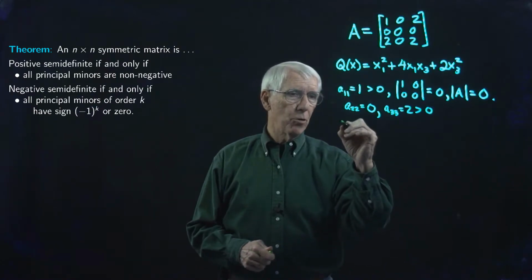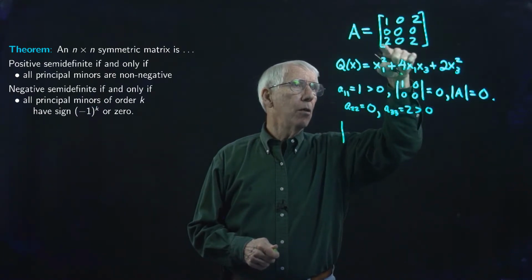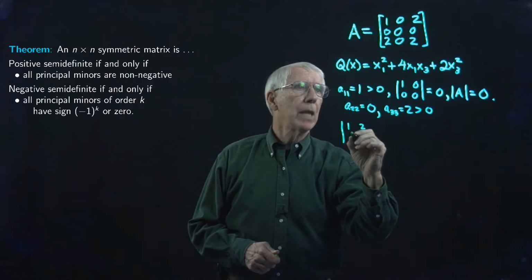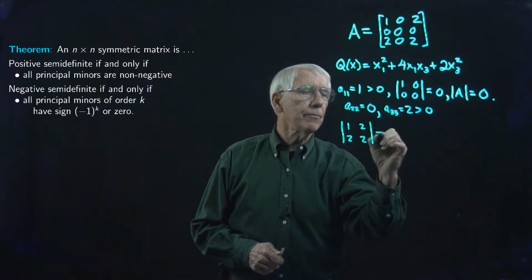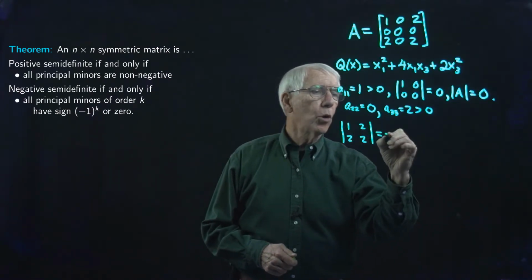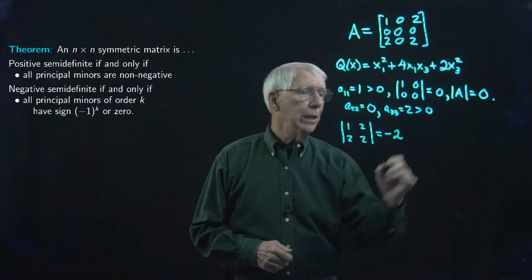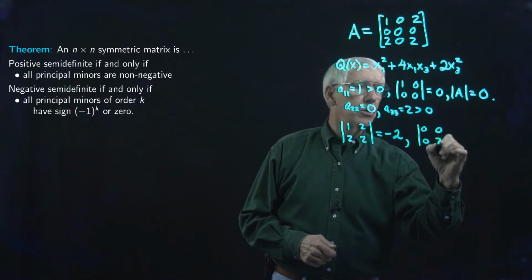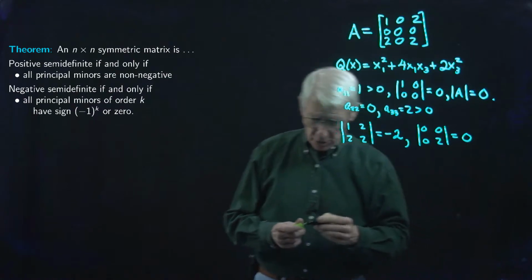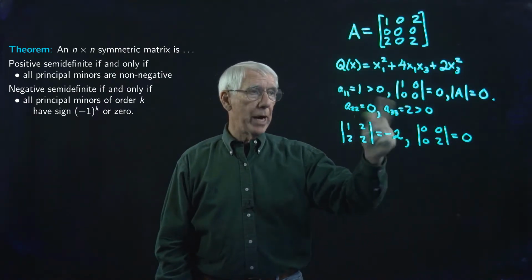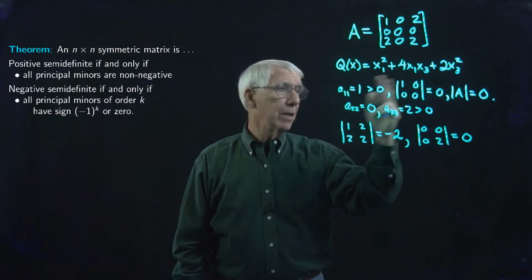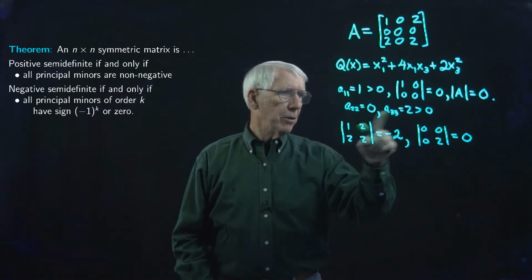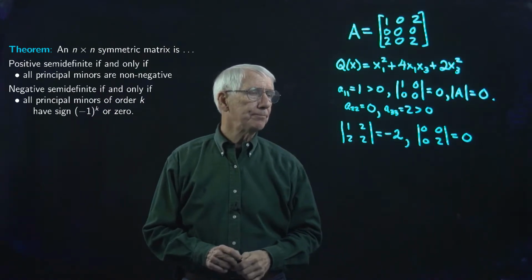We need to look at the principal minors consisting of first row, third row, and corresponding columns. That would be 1, 2, and 2, 2. That is 2 minus 4, which is minus 2. And let's look at the remaining one. That is 0, 0, 0, 2, which has a determinant 0. So that gives us all 7 principal minors: 1, 0, 0, 0, and minus 2.